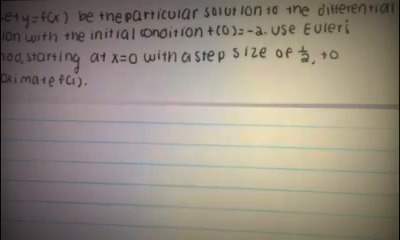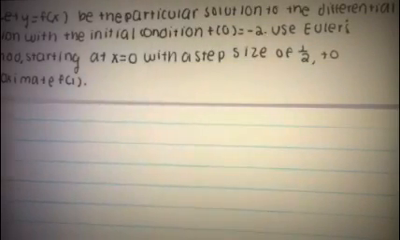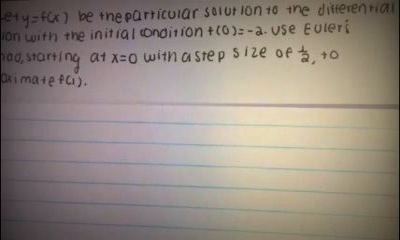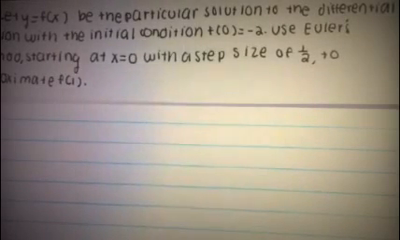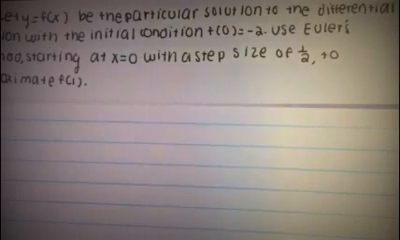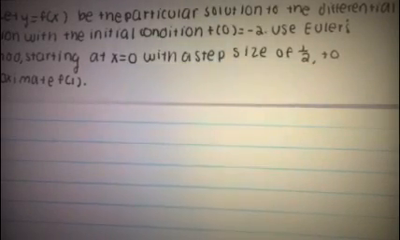This is from the 2007 AP Calculus BC exam, and it's question number 5, and it's question number 6 on the worksheet. So it states, let y equals f of x be the particular solution to the differential equation with the initial condition f of 0 equals negative 2. Use Euler's method starting at x equals 0 with the step size of 1/2 to approximate f of 1.